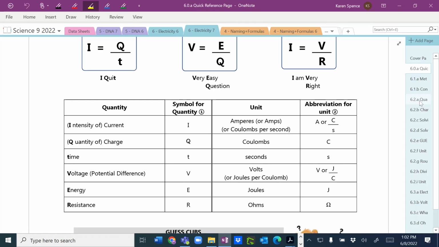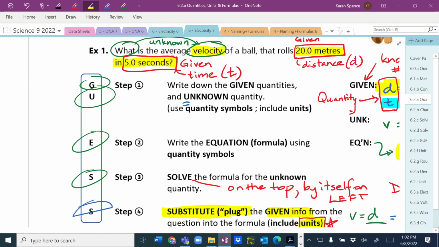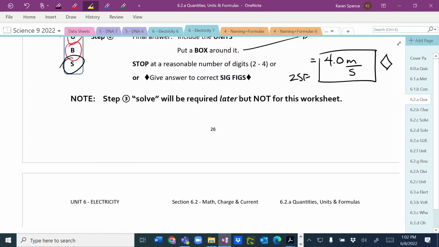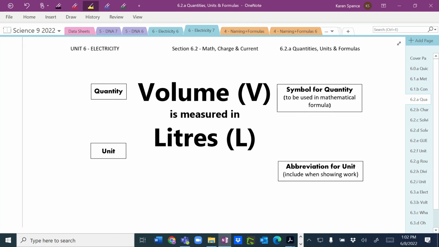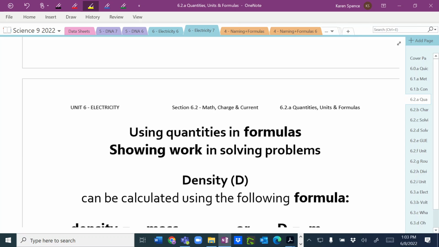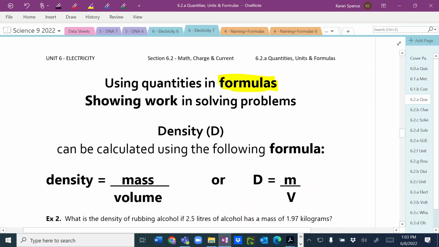Okay, back to page 27. Actually, we're going to be moving on to page 28, so here we go. So once again, we're going to be using the formula. What's another word for formula? Equation. And that's going to be the E in GUESS. Yes, G-U-E-S-S, that's our equation.